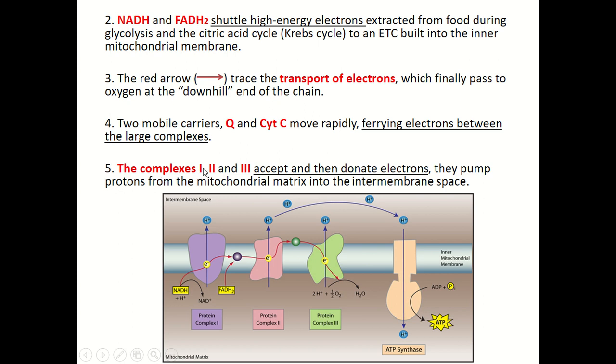Meanwhile, protein complexes 1, 2, and 3, which is actually referred to as 1, we have protein complex 2 here, it does not show in this figure. And then protein complexes 3 and 4 accept and donate the electrons that they got from the NADH and FADH2. At the same time, they pump the protons. The proton here refers to the hydrogen ion, in which they pump the hydrogen ions from the mitochondrial matrix into the intermembrane space, across the inner mitochondrial membrane through the protein complexes.